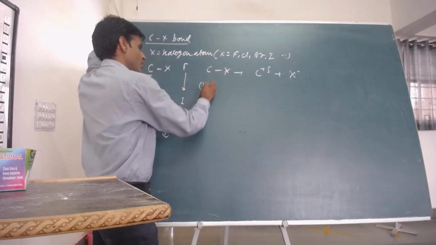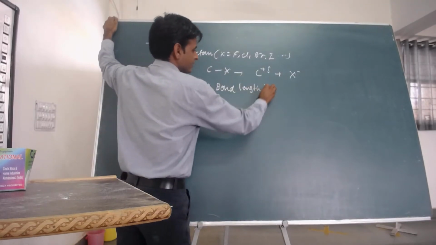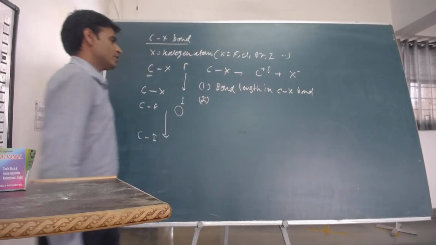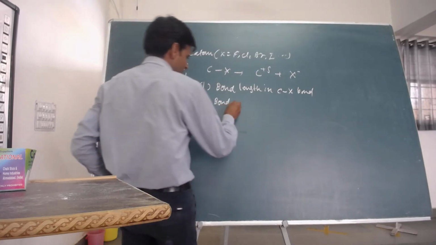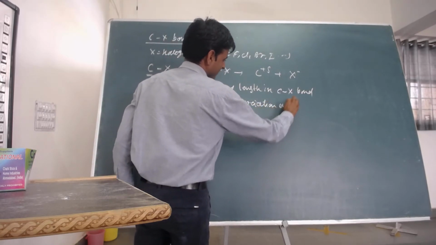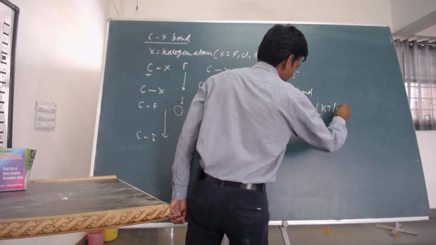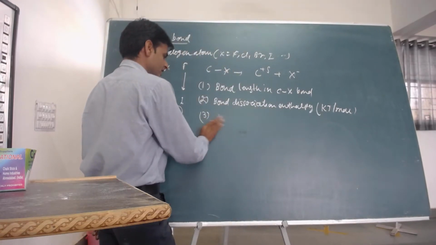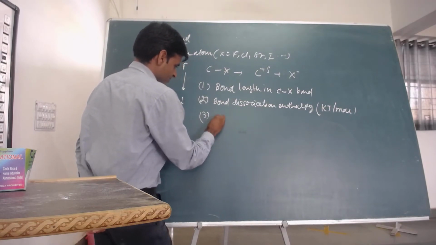First, bond length in the C-X bond. Number two, bond dissociation enthalpy, which is generally measured in the unit of kilojoule per mole. And third is polarization, that means the electrical property, which is the dipole moment.